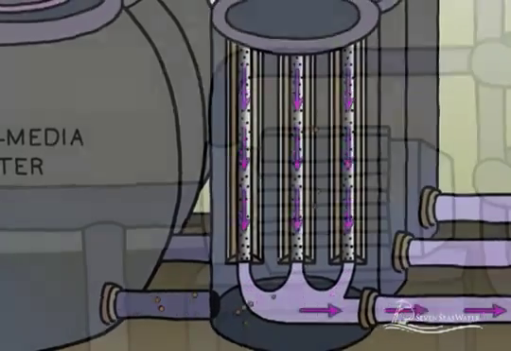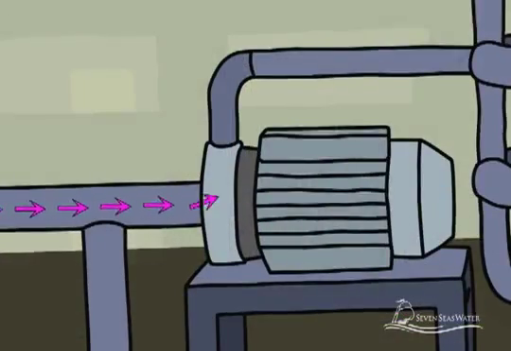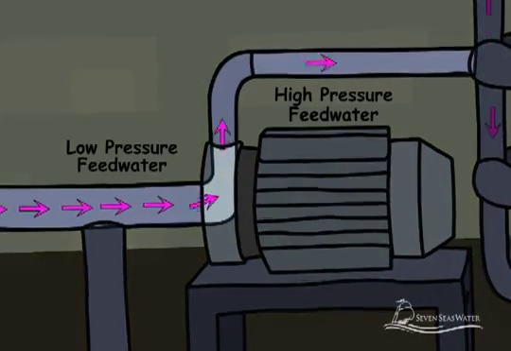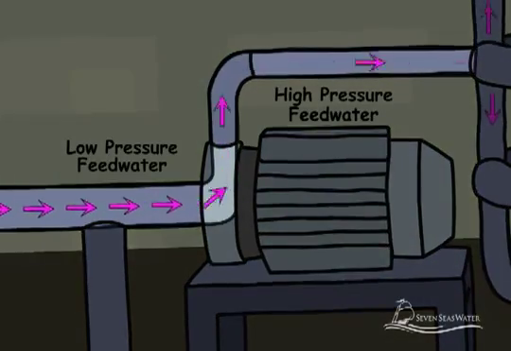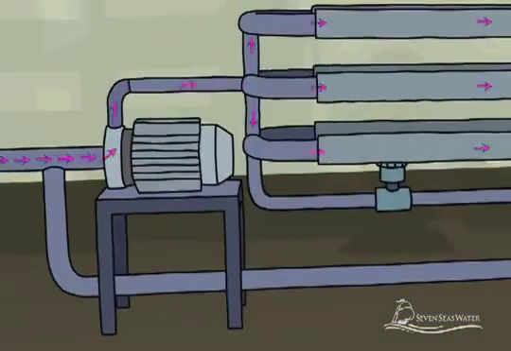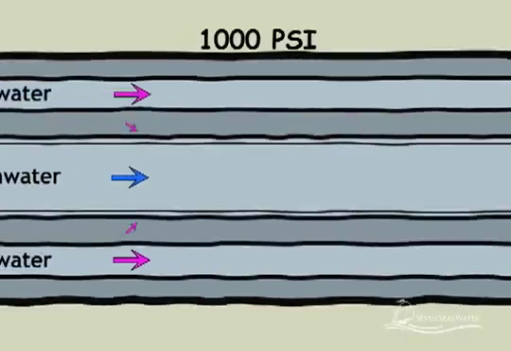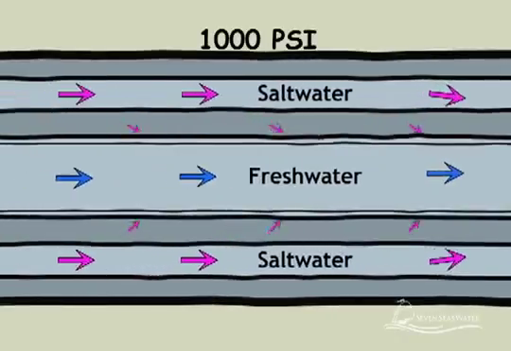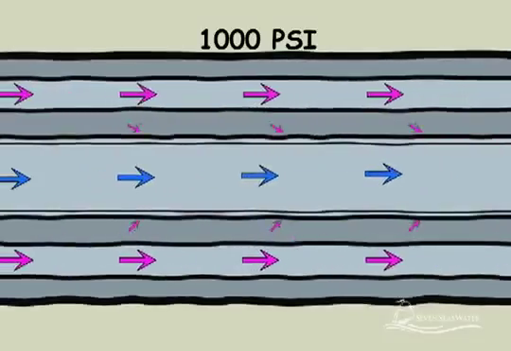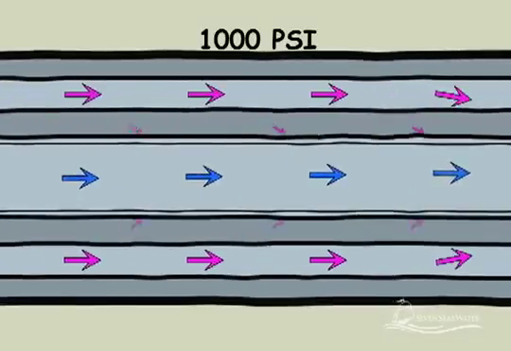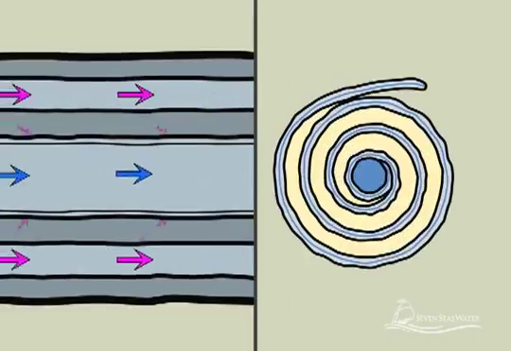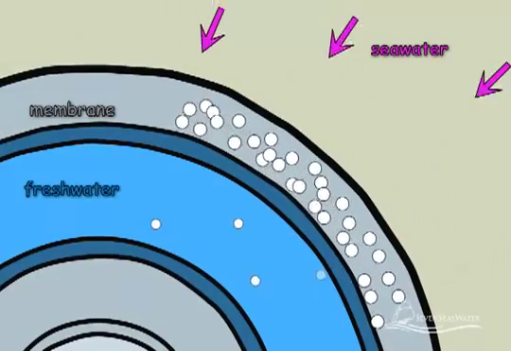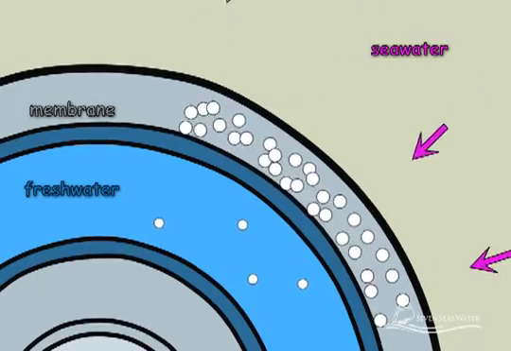High pressure pumps increase the pressure of the seawater up to 1,000 psi. The pressure needs to be sufficiently high to overcome the naturally occurring osmotic pressure and force water from the saltwater side through the reverse osmosis membranes to the freshwater side. The salt particles in the seawater are rejected from passing through the membrane to the freshwater side and remain behind on the concentrated saltwater side.